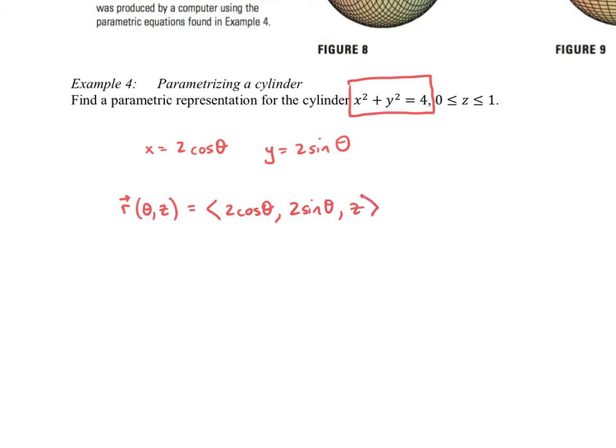Or let's say we wanted to go with the standard u and v, then we could have 2 cosine of u and 2 sine of u and v. That would be fine as well. You could use all sorts of other variables, but the idea is that you're letting x and y vary based on our restriction, and then z can be essentially any variable. Okay, let's move on and look at two more.